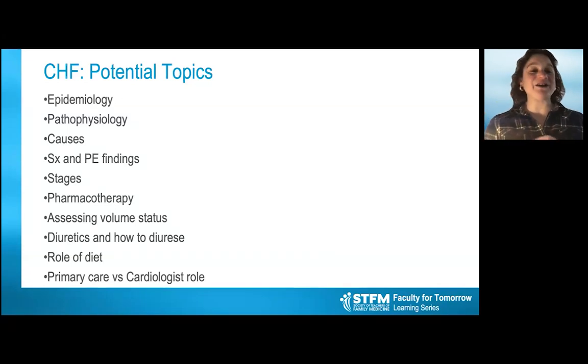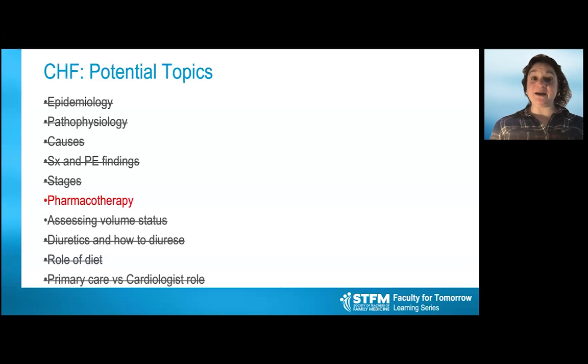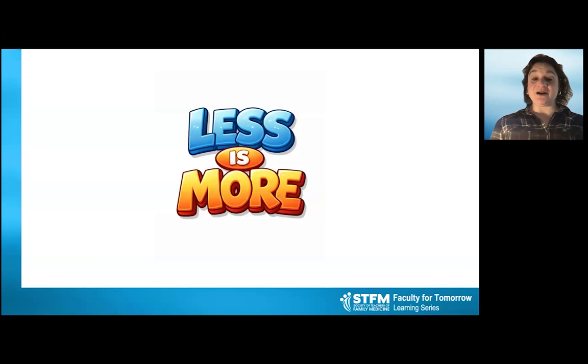However, I would also argue that this is going to be way too much information. If we try to accomplish all of this, our learners are going to walk away and feel there's too many things. I don't know what to take away. So a more sound approach to this would be to choose one of these. This might be a different framework for you, but choose one of these and really dive deep into that. So let's say that we decide we're just going to talk about pharmacotherapy of congestive heart failure. Again, we are trying to take less stuff and dive deeper into it.